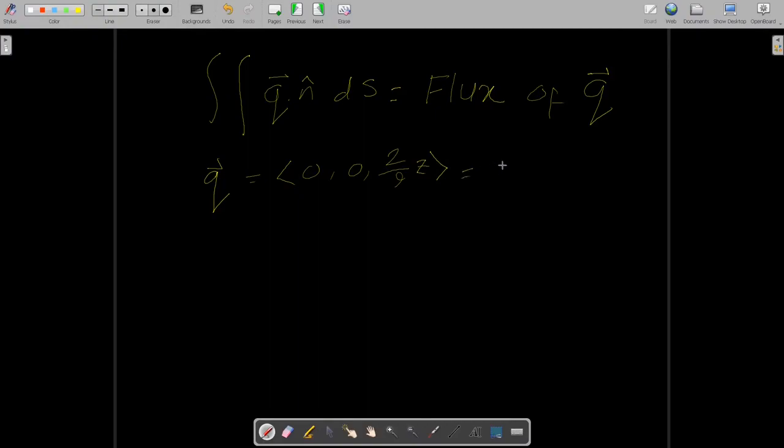which in terms of the spherical coordinates is 0, 0, 2/9 times 3 cosine phi, and the unit normal vector is, I want to write this without conversion, 1/3 of x, 1/3 of y, and this is where I'm going to convert because the multiplication of these two components will get to 0, so we are just concerned with the last component, the z component, which is 1/3 of 3 cosine, not theta, phi.